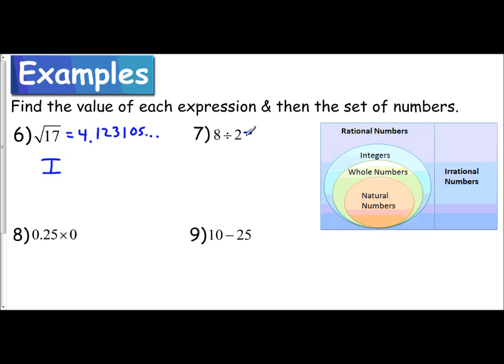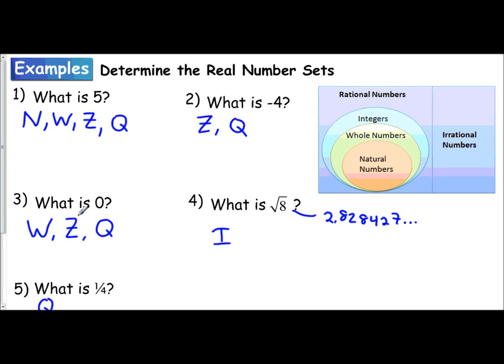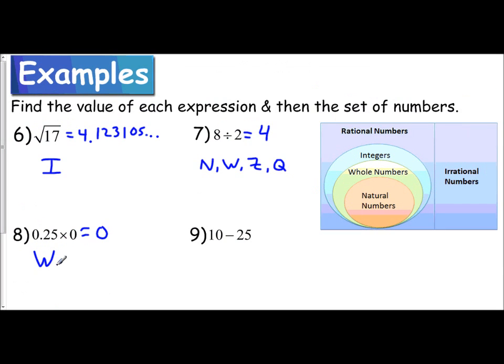8 divided by 2 is 4, so we simplify it first. We know that 4 is one of our counting numbers, so it's natural, which means it's also whole. It also belongs in the integers and the rational. 0.25 times 0, anything times 0 is 0. And so we even saw in the previous slide that 0 is contained in the whole number set, the integers, and the rational numbers. So it's a whole number, it's an integer, and it's rational.